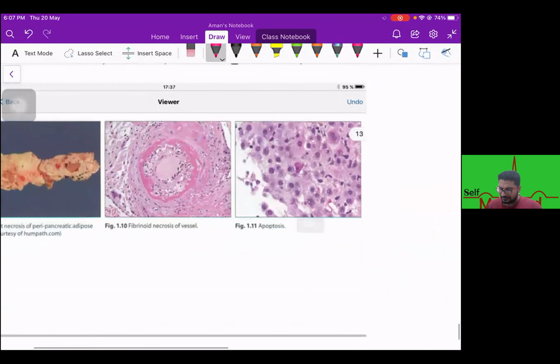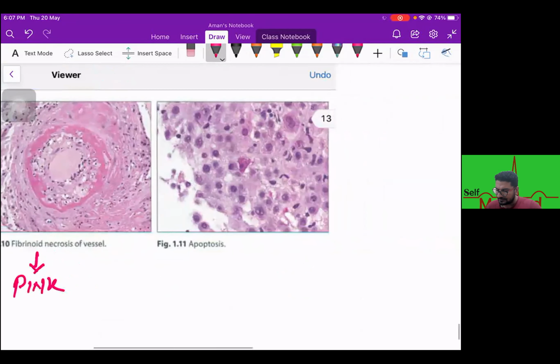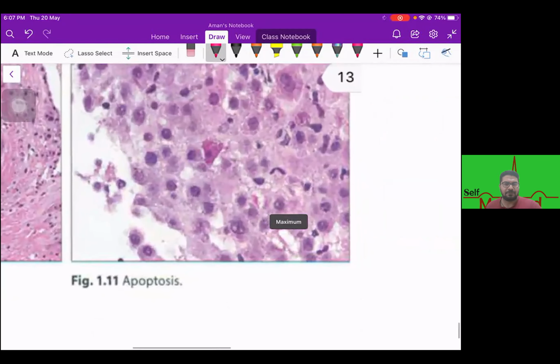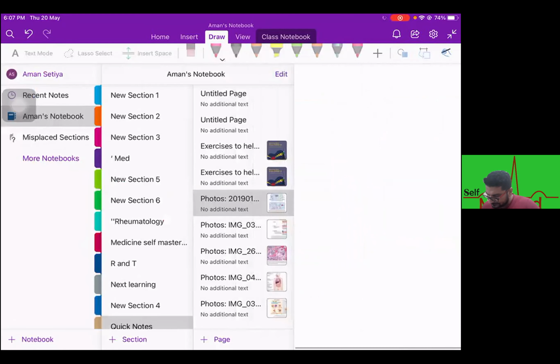So let me move more things. You can see this is a fat necrosis, and you can see the pink fibrinoid necrosis. Remember, it will look pink in color, and it is classically seen in polyarteritis nodosa. You can see this in rheumatic fever. In rheumatic fever, they will form a body. That body is called Aschoff bodies. And again, you can see here, this is your apoptotic bodies.